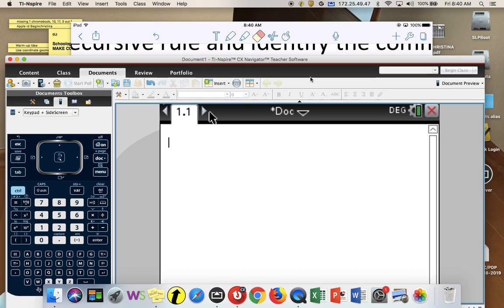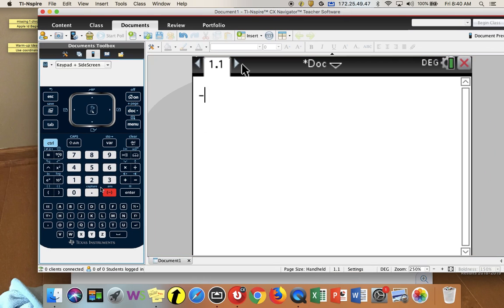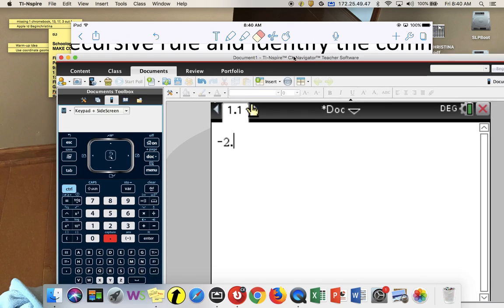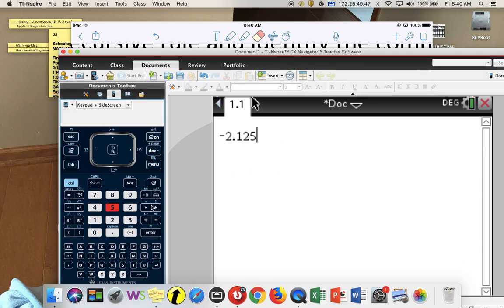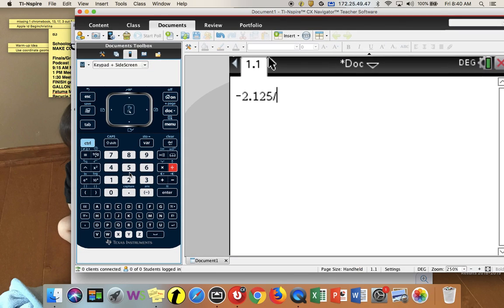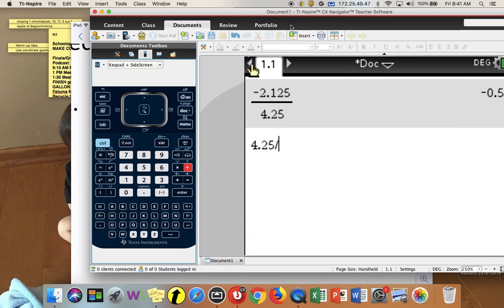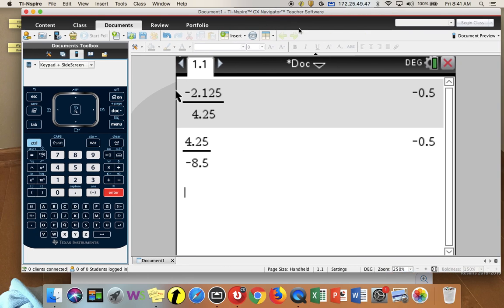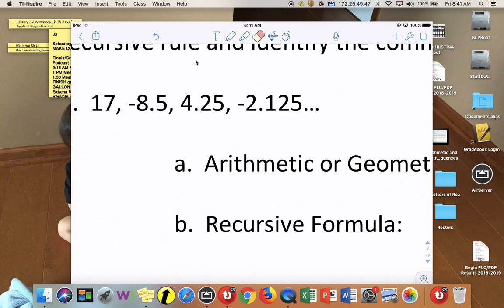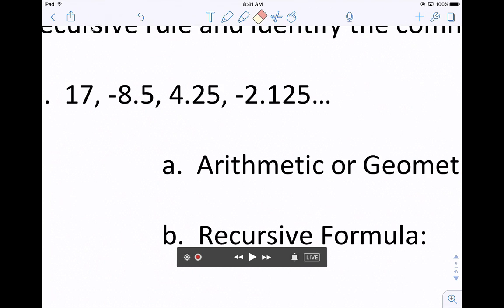Okay, pick any number, divide by the one before, so I'll just do negative 2.125 divided by the number before it, 4.25. Okay, so this would be our common ratio if it's geometric, negative 0.5. Let's try it again. I'll take that 4.25, divide by the number before it, negative 8.5. We get the same thing. So that should happen every time. And what that means is we're multiplying by negative 0.5 to get to the next term. So this is geometric because it has a common ratio. We're multiplying by negative 0.5 every time to get the next term.